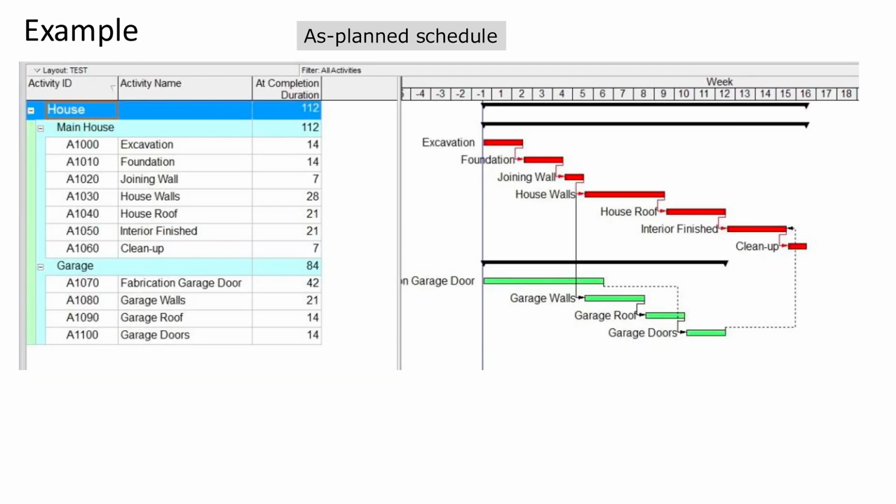Let's go through this example to see how this method works. Here we've got an as-planned schedule for a project that includes building a main house and a garage. According to the baseline, the entire project was expected to be completed in 112 calendar days or 16 weeks. The schedule for this project was updated periodically, every 4 weeks. In other words, at the end of each 4-week period, we had a new updated version of the as-planned schedule reflecting actual progress and any changes that occurred.